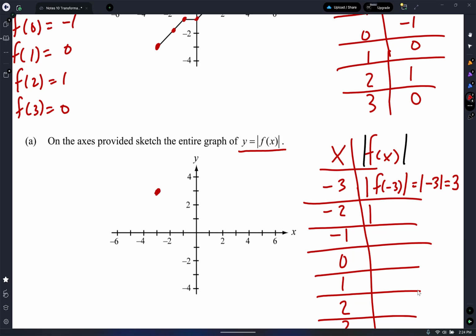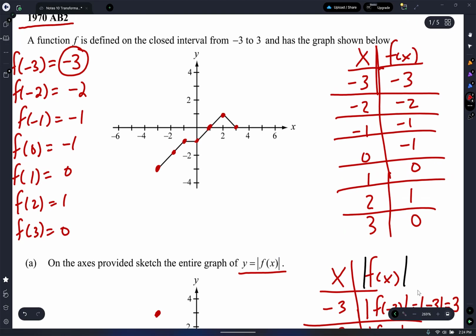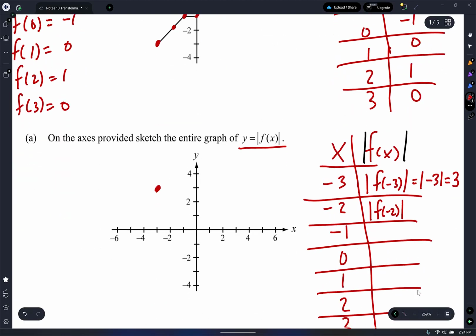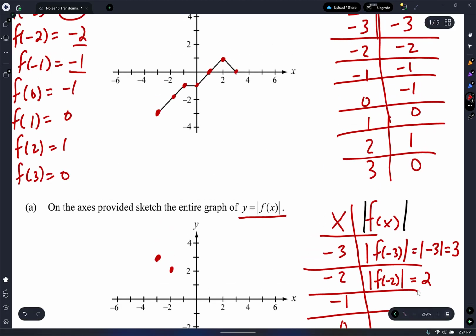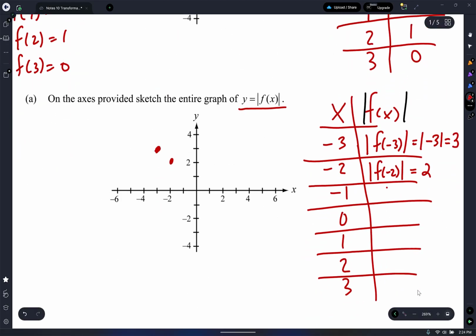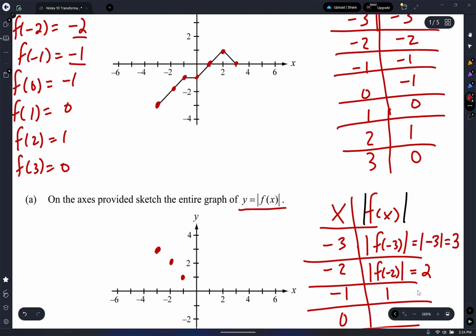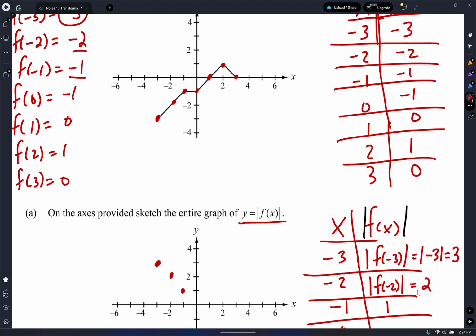If I plug in a negative 2, absolute value of f of negative 2, well, that output was negative 2. And absolute value of negative 2 is just 2. So plot negative 2, 2. F of negative 1 was, again, negative 1. And absolute value of negative 1 is just 1. So negative 1, 1. At 0, the output was negative 1.